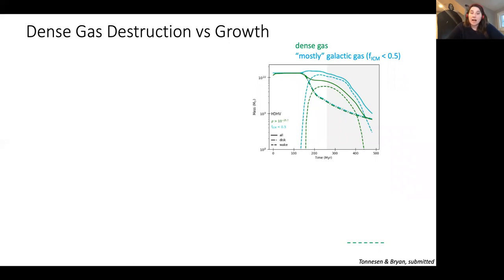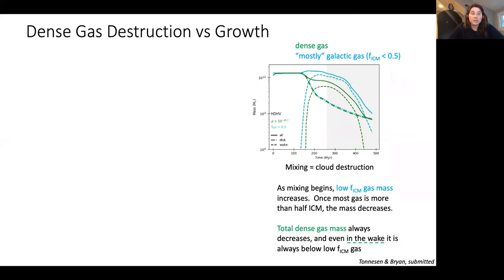In the high density, high velocity simulation here, we see that at early times, as gas from the ICM begins to mix with galactic gas, the mass of low ICM fraction gas increases. Then as mixing continues and the ICM fraction goes above our threshold of 0.5, that mass decreases. In green, we can see the dense gas mass decreases throughout the simulation. Mixing is destroying dense gas.